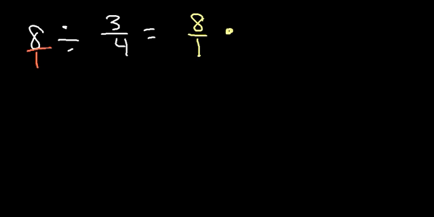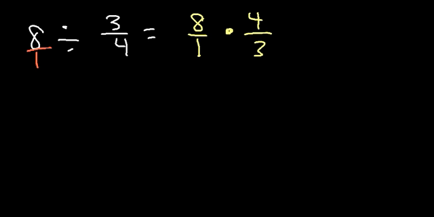So what would you do if you have an example that looks like this? 8 divided by 3 over 4. How would you solve this one? If you see something like this, the whole number 8, you can write it as 8 over 1, and then basically solve it the way we did it. So keep the first fraction the same, change division to multiplication, and then flip the second fraction.